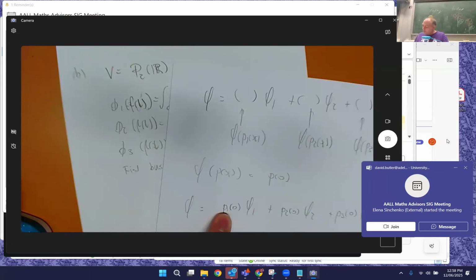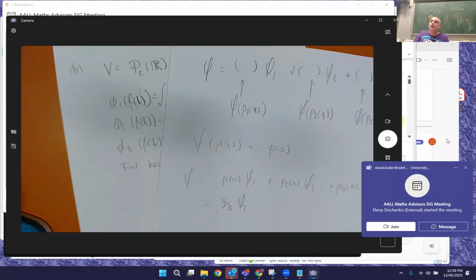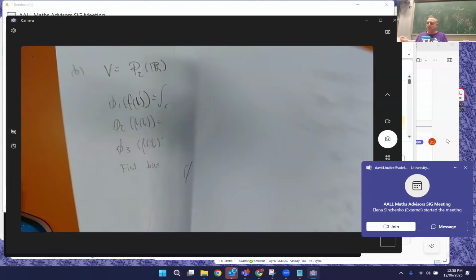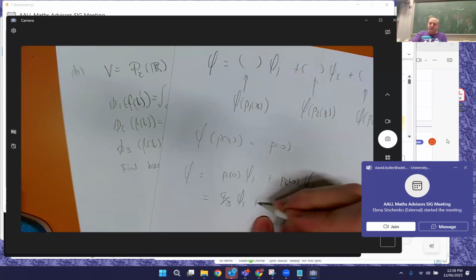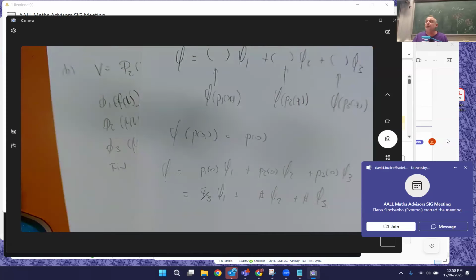So we've already got this one. P1 of 0 was 4/3, right? Because P1 had a 4/3 at the beginning, yeah? And so this will be what P2 of 0 is. This will be what P3 of 0 is. So the first step in subbing in 0 into any function could be to integrate it from 0 to 1 and times by 4/3, if you want it.